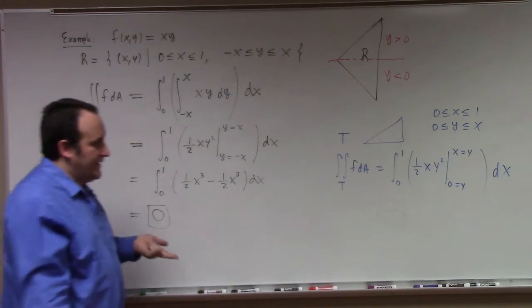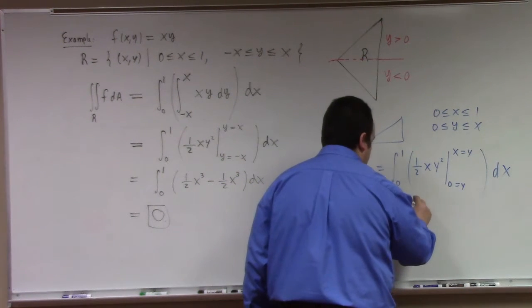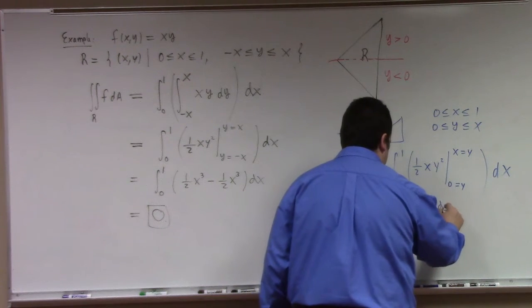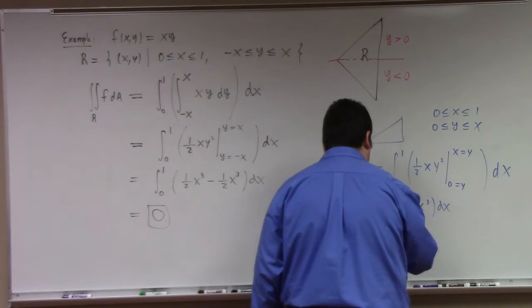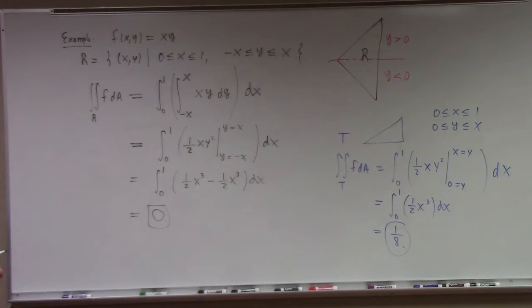And when we actually do that, we just get the integral from 0 to 1 of 1/2 x cubed dx, which integrates to 1/8. So yeah, the top part of R gave us 1/8. The bottom part actually gave us minus 1/8 if you work it out.